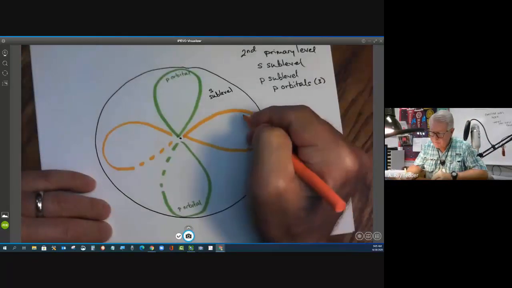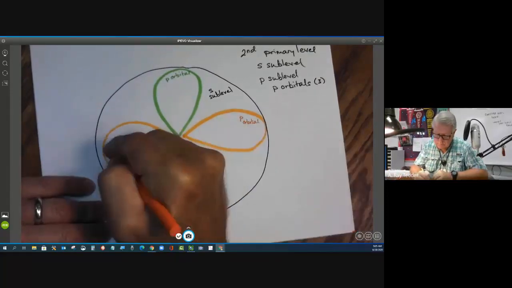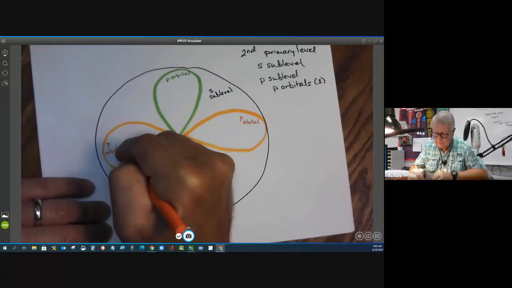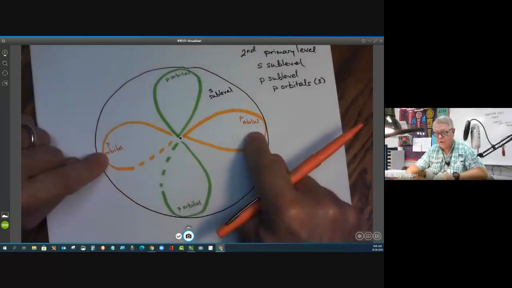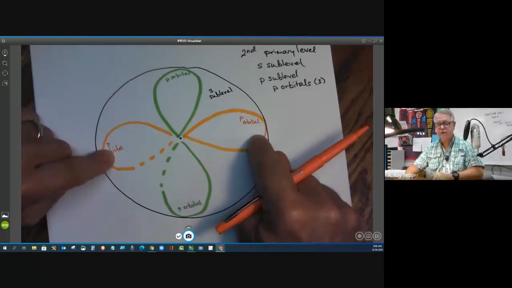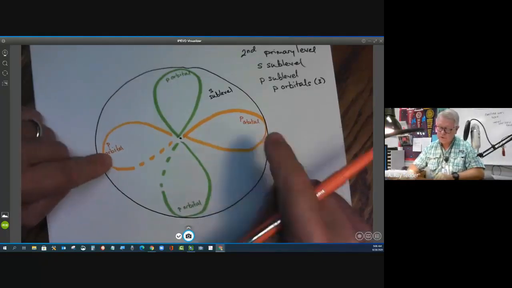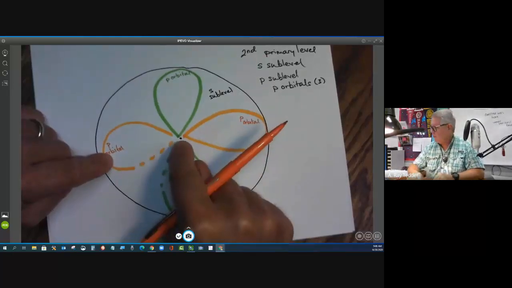So this is a p orbital. Again, this is the same p orbital. It's just in 2 parts. Okay. These 2 parts here are called antinodes. A-N-T-I-N-O-D-E-S. Antinodes. The node for this orbital is actually right here where the nucleus is, and the antinode is here.